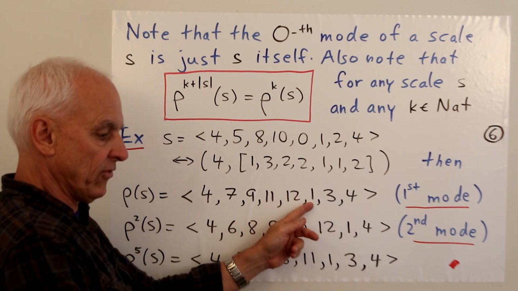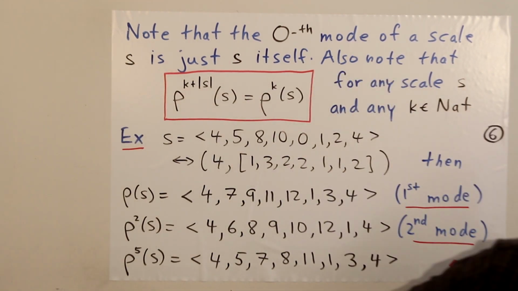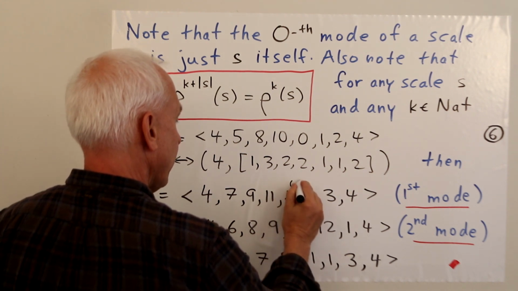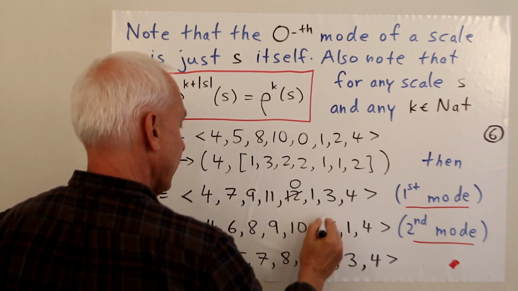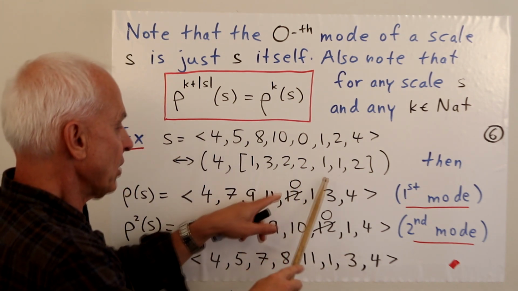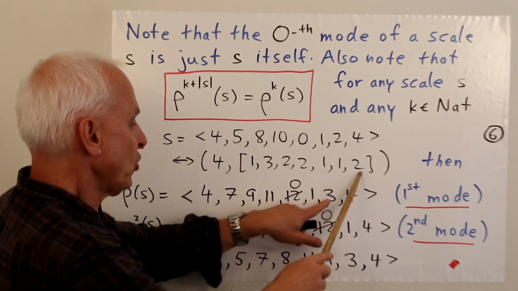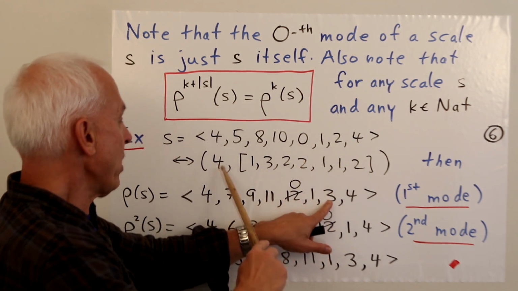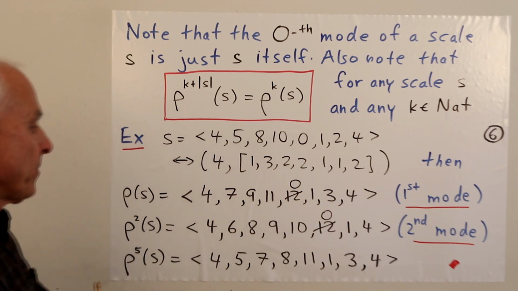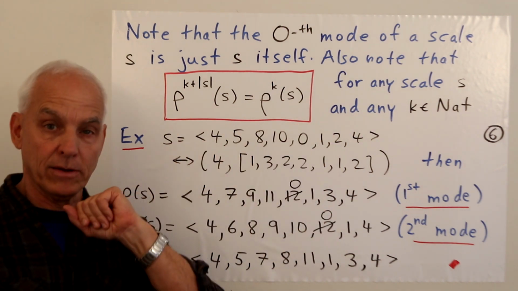I guess that 12 should be 0, shouldn't it? That's actually right. Let me just fix that. Okay, 0 is better. And there's another 12 over here, so let's put 0 there. Okay, so where were we? We've just added 1 to the 0 to get 1. Then we add 2 to get 3. And now we add 1 more because that 1 comes to the back for this new interval sequence, so we get 4. So this is the new scale, which is the first mode of this scale.